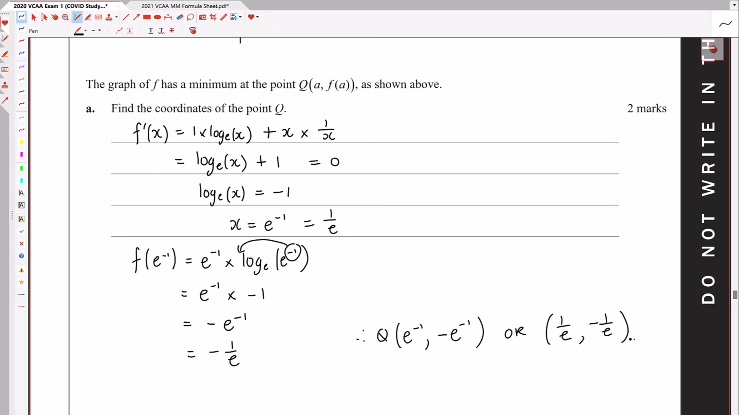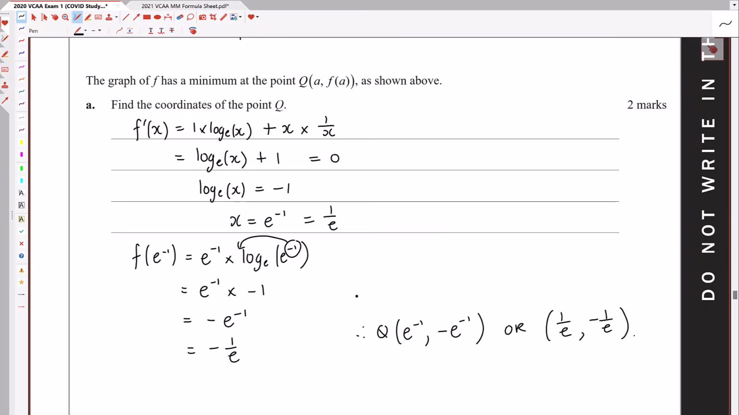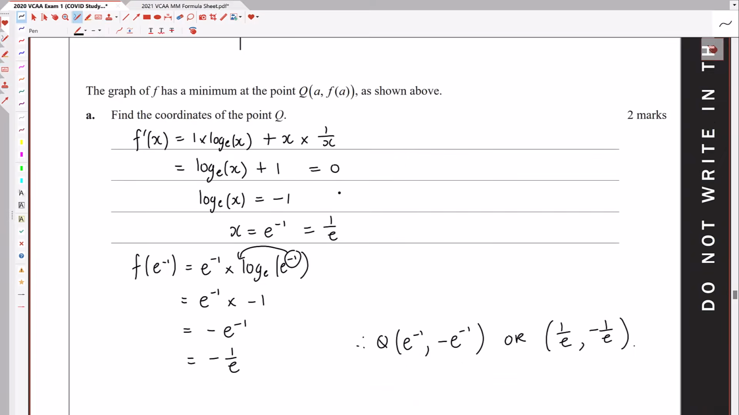Makes sense. Positive x coordinate, negative y coordinate fits where it's sitting on my graph there. Okay, so we've got the coordinates of point Q. It's a 2-mark question. Again, I think probably 1 mark for correct derivative equal to 0, and then 1 mark for coordinates.